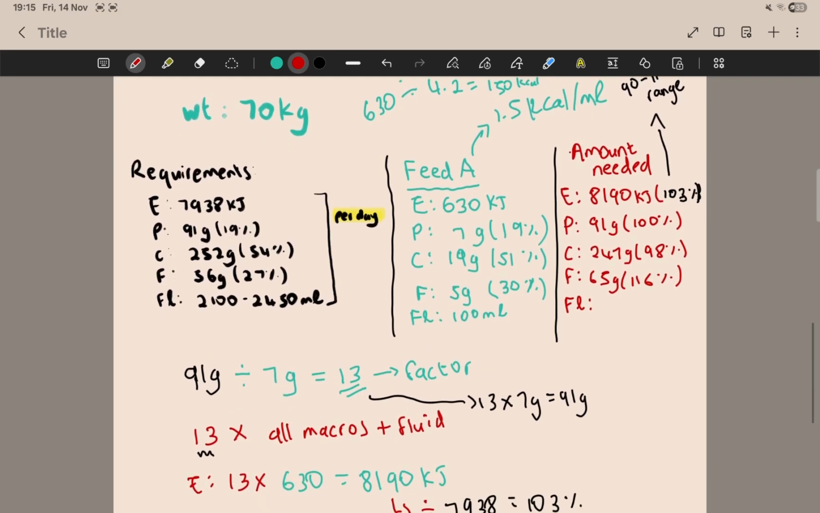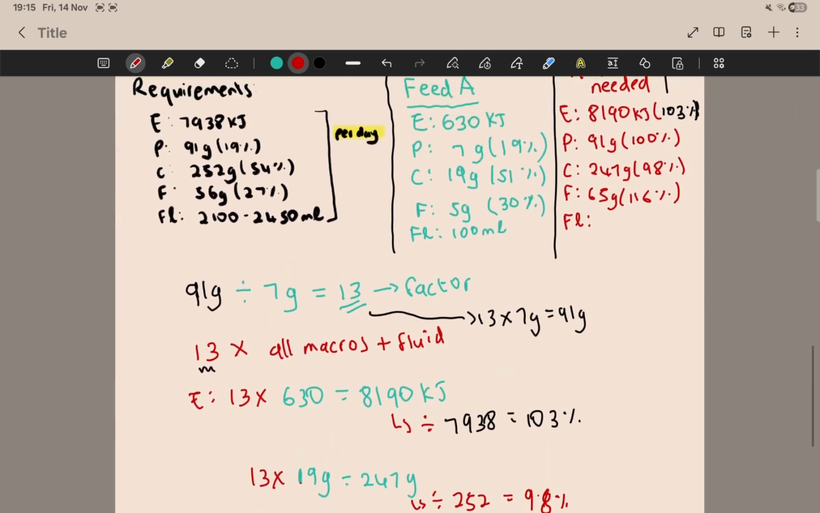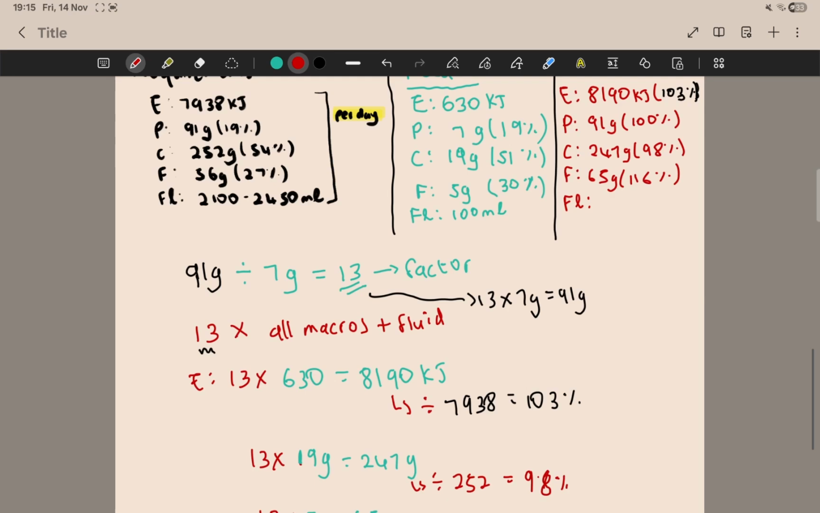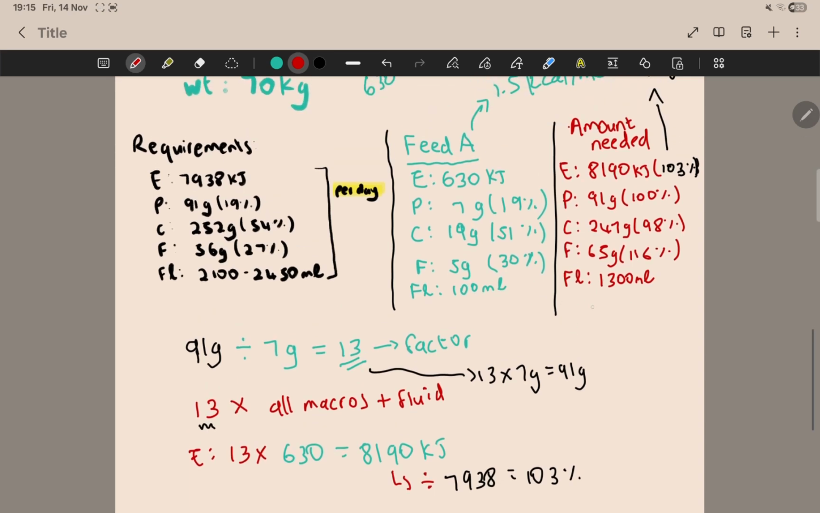And then fluids, we are just going to say 13 multiplied by 100 mL, which is going to be 1,300 mL. Okay, so that's the total amount of feed that we need to use. This is excluding the flush, okay? So that's the maximum fluids for our patient. This is what we need from the feed. So from here, we now calculate the feeding rate.